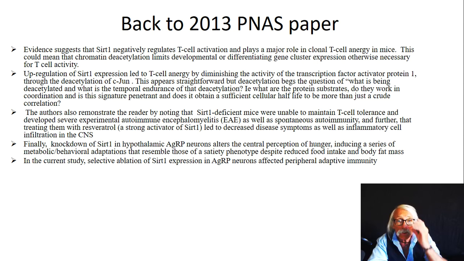Now, the upregulation of SIRT1 expression led to T cell anergy, that means putting it offline, by diminishing the activity of the transcription factor activator protein 1 through the deacetylation of a protein called c-Jun. So we deacetylate not just histones, we also deacetylate other proteins, and we can acetylate them as well.